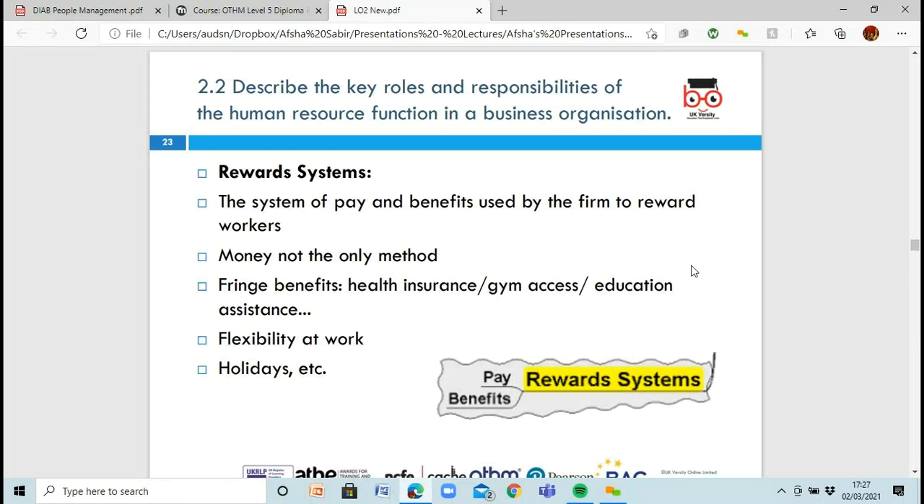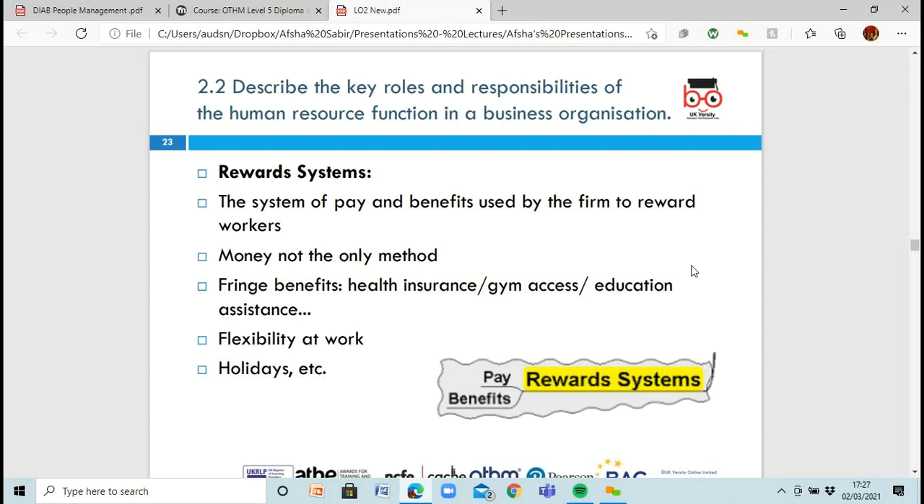And then we have reward systems. So these are things like pay and benefits. Money is not the only way that you might get rewards. When we think about rewards, we think, oh, we're going to get a Christmas bonus, or, you know, if we do certain things, we'll get a commission. You can actually have fringe benefits as well. You'll probably hear this quite a lot through this unit. So fringe benefits are things like your health insurance might be paid for you. You might get access to a gym.